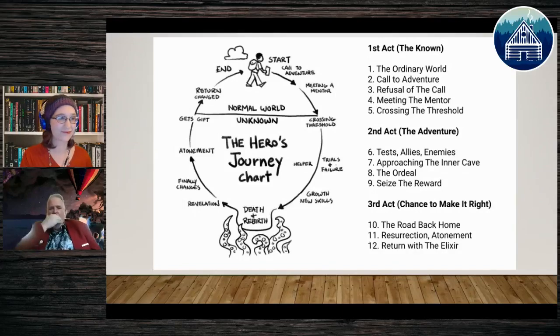Then there's a period of tests, allies, enemies. A lot of things are going on to kind of get into the action. And now you get to the inner cave, the place where they're going to have the real battle. And then there's some sort of ordeal, some kind of battle, some kind of thing they've got to overcome. And then they get this reward. The reward is what they got for surviving that. And then to close it out, there's sort of a road back home. How do they get back? How do they do resurrection or atonement? And this is really about making things right with anyone they haven't made things right with. And finally, they've got this special thing that sets it up.